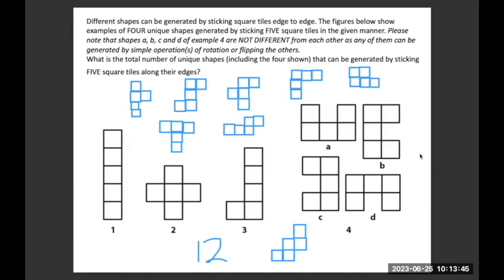Is it clear? Any doubt, any question? 1, 2, 3, 4, 5, 6, 7, 8, 9, 10, 11, and the 12th one, which is seen at the bottom, an M. Any doubts, any questions in this one? Anything you feel that I have missed out, you may point it out right away. There are few people who had given answer more than 12. Do you think that I have missed out on anything?